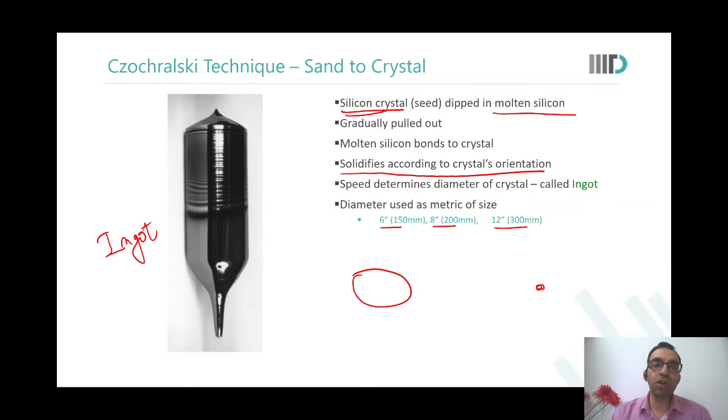So this process is called, so read it. This is a Czechoslovakian phrase. So, the Czechoslovakian process. Okay. So this is how ingots are made.